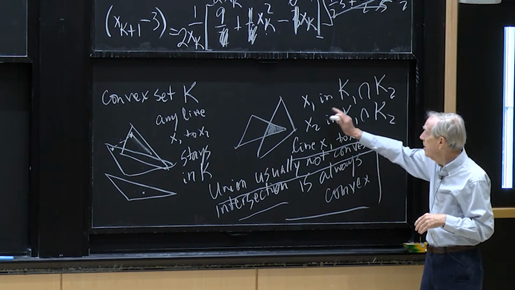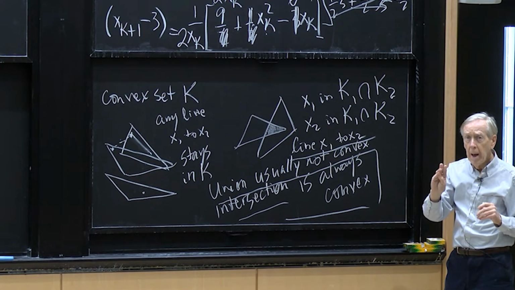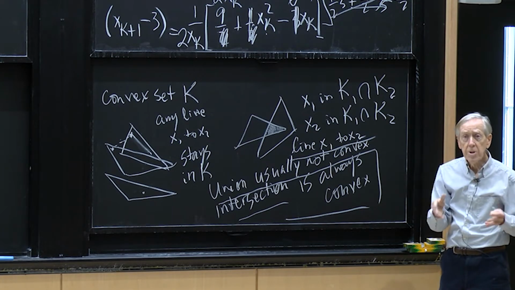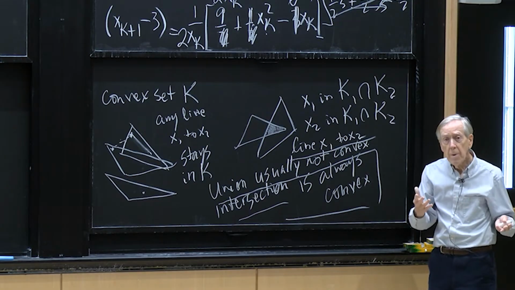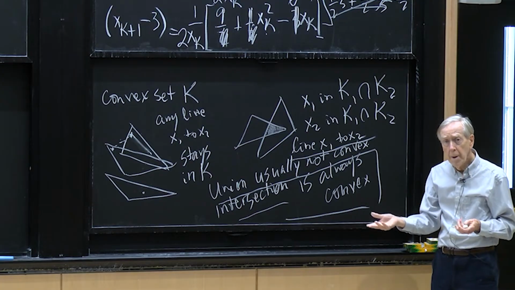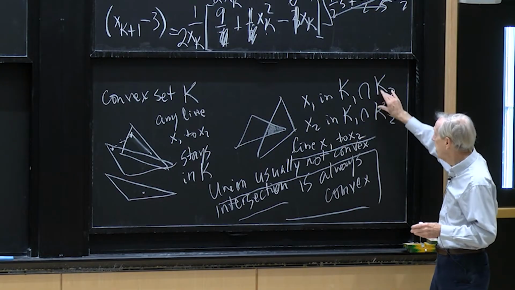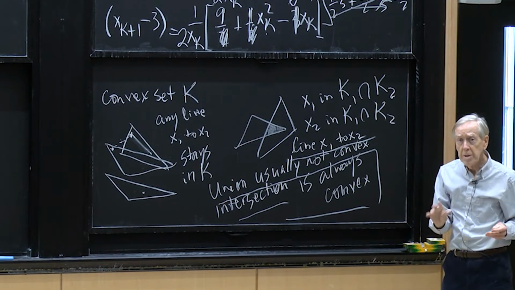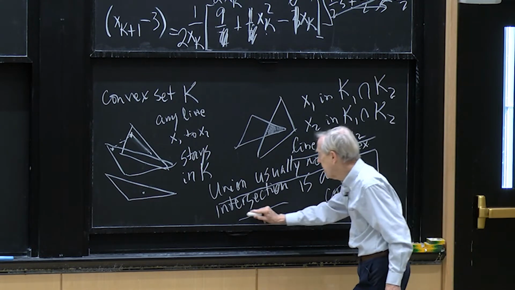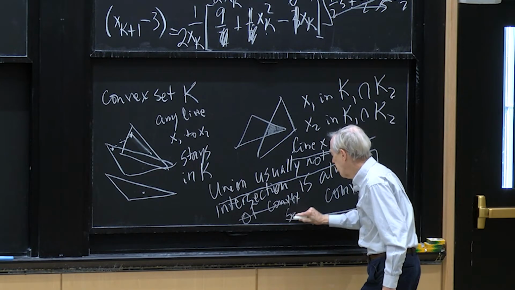I took 2 points in the intersection. I'm looking at the line between them, and I'm asking, is it in the first set K1? And the answer is yes, because those points were in K1, and K1's convex. And is the line between them in K2? Yes, same reason. The 2 endpoints were in K2, so the line between them is in K2. So the intersection of convex sets is always convex. Good.